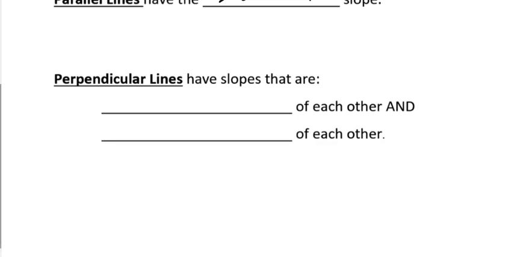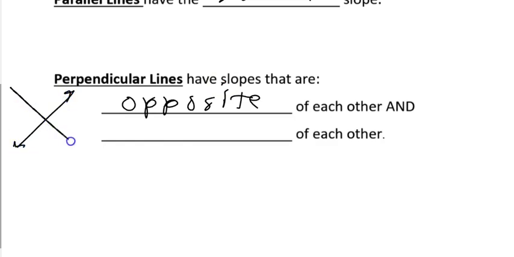Perpendicular lines have slopes that are blank of each other, opposite. And really, that's just common sense. Why? Well, if I have a line going this way, and I want a line that forms a right angle, it has to go like that. Well, this is a positive slope, because as I told you, my name is going uphill. And this one's a negative slope, because my name is going downhill. Obviously, you can throw your own name on the notes.